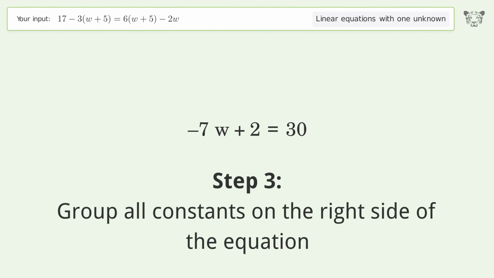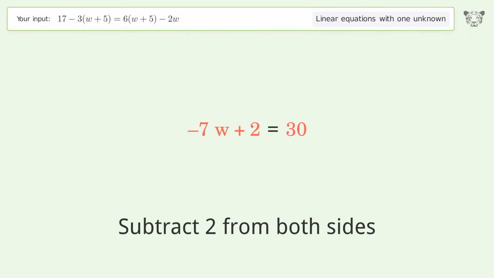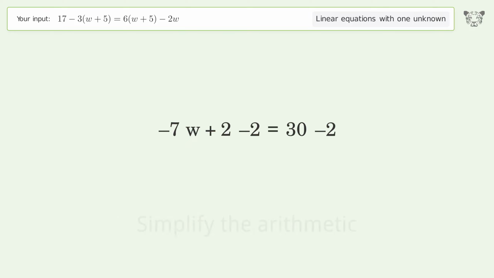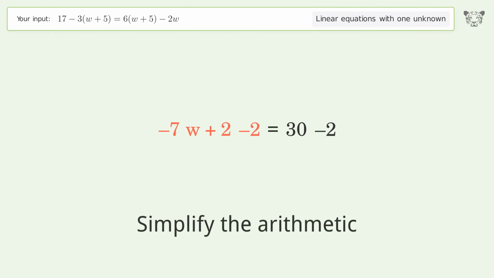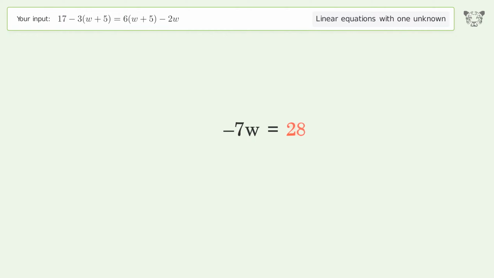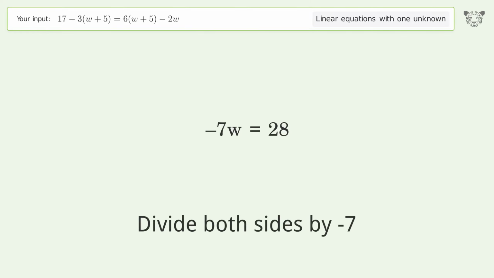Group all constants on the right side of the equation. Subtract 2 from both sides. Simplify the arithmetic. Isolate the w. Divide both sides by -7.